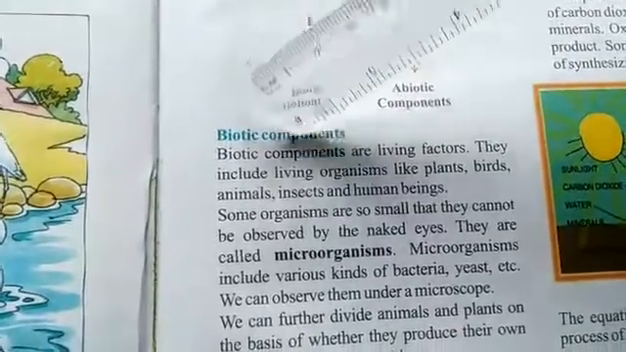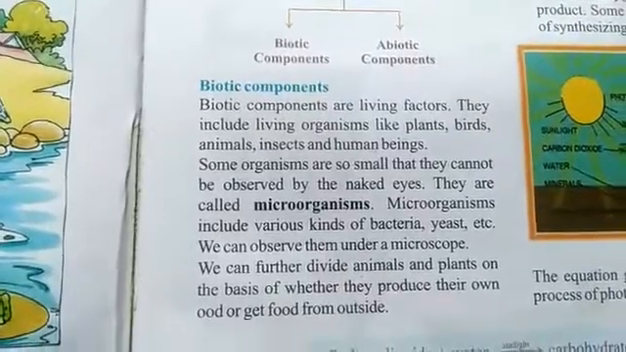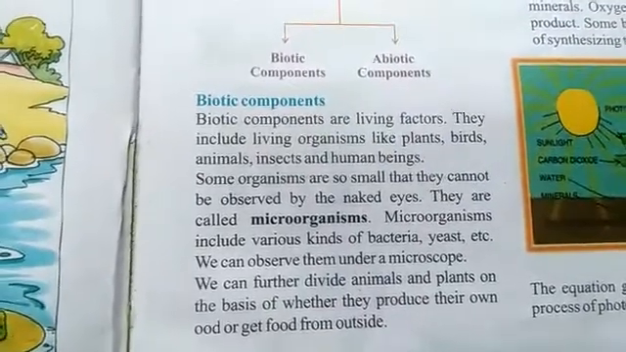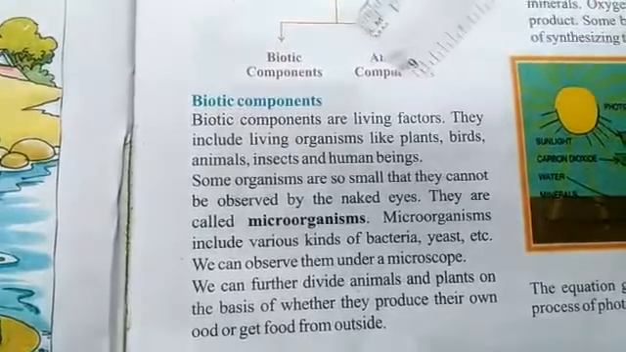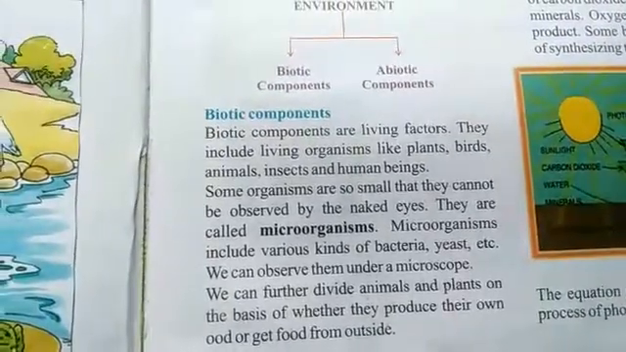Now we will be discussing about biotic component. What is this biotic component? I told you, biotic component means living things. This includes living organisms like plants, birds, animals, insects, human beings.